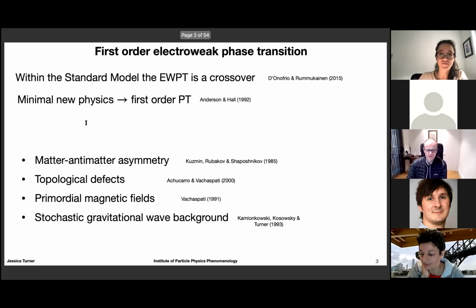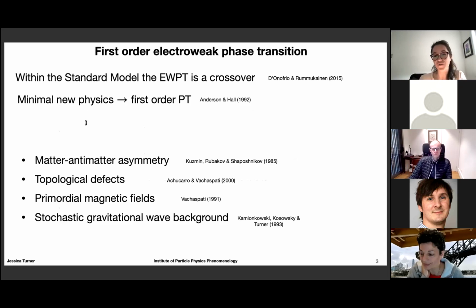And then I'll discuss our work where we look at an all orders calculation of the velocity, and then I'll summarize. Okay, so as you all know, within the standard model, the electroweak phase transition is a crossover. However, it's quite easy to make the electroweak phase transition first order with minimal new physics, even at tree level. Why might one want to do this?